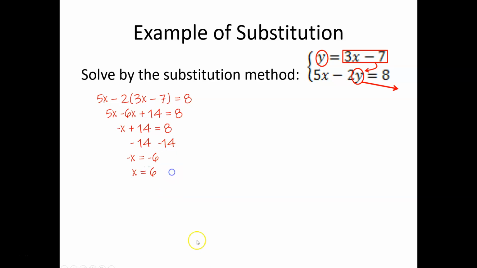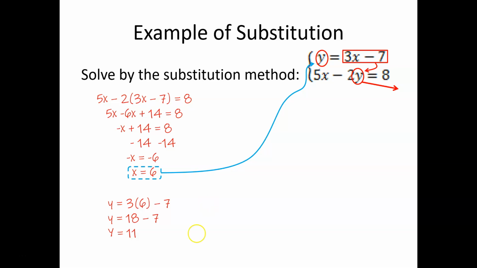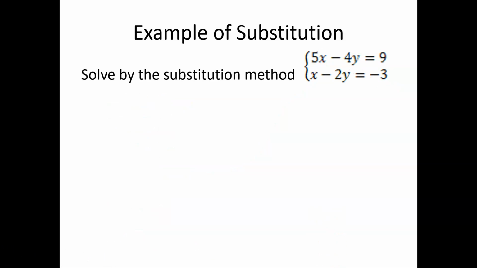So now we take that x equals 6. And we stick it back into one of the equations. We get y equals 3 times 6 minus 7, which is 11. There's our second letter, and our ordered pair is 6, 11.